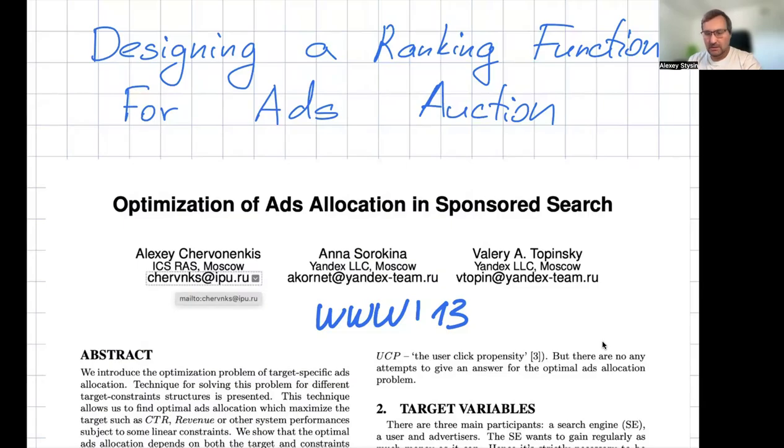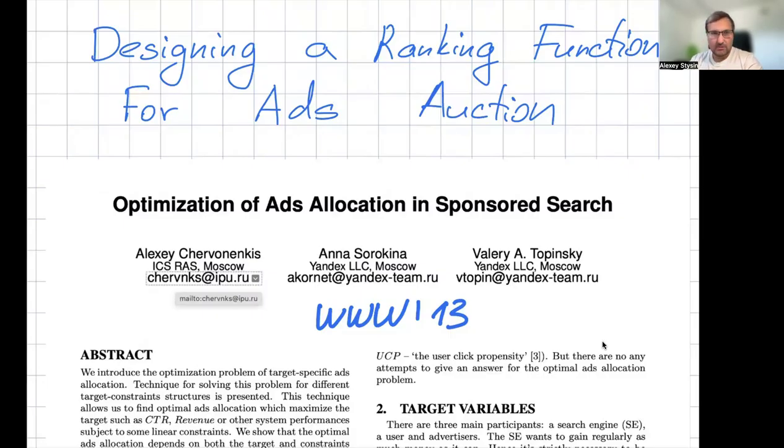Today I want to make a short lecture on this topic of designing a ranking function for ads auction. This is a very common topic and I receive a lot of questions about how we choose the ranking function, what goes into the design of this ranking function. And I think at this point this is simply common knowledge and I don't even have a definitive link.